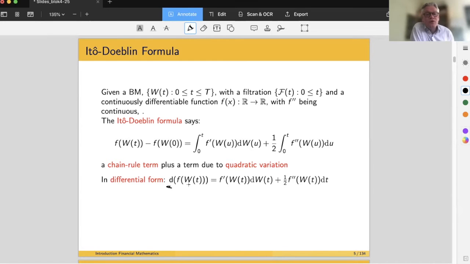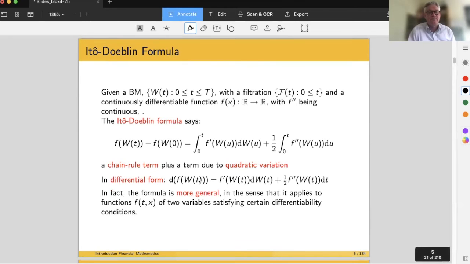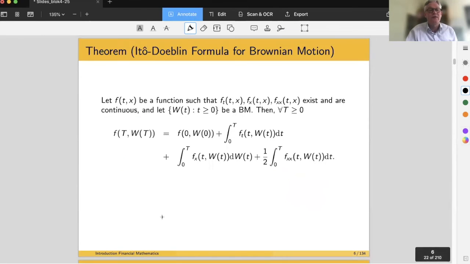And at the same time, it also reminds us a little bit of a Taylor formula, the Taylor expansion. But the formula, as mentioned, is more general. So it applies not only to functions that only relate to x, but also to functions that depend on t and x, satisfying certain differentiability conditions. Derivatives should exist, and we will pose the Ito-Doeblin formula as a theorem on the next slide in the more general form.